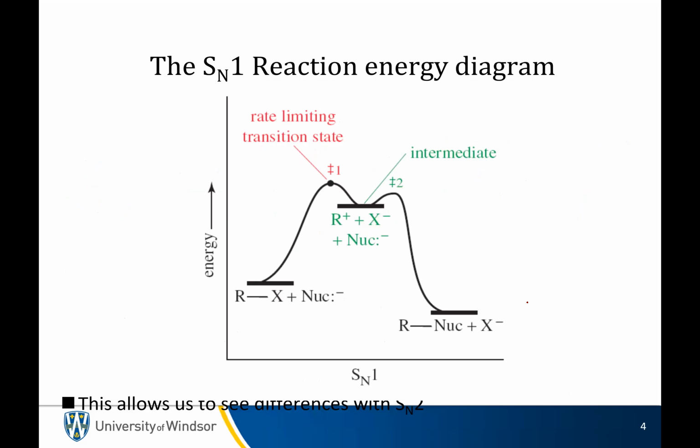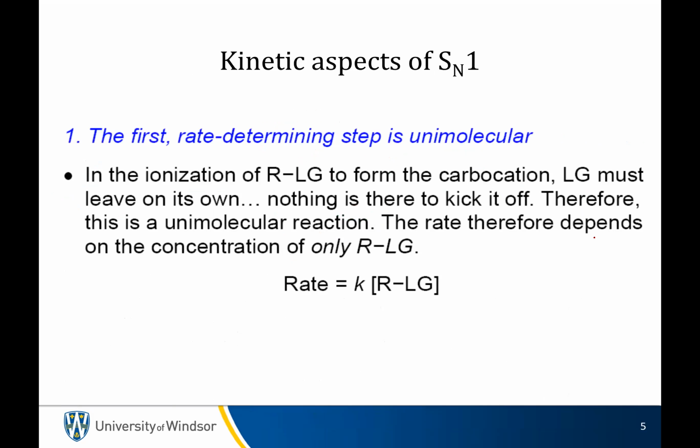And this is reflected in the energy diagram. So we have a starting material. We have this intermediate that is the carbocation. It's much higher in energy. Then we have the product. And we drew this and went over this when we started introducing substitution reactions a while back.